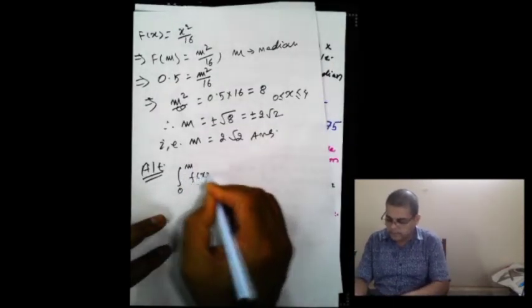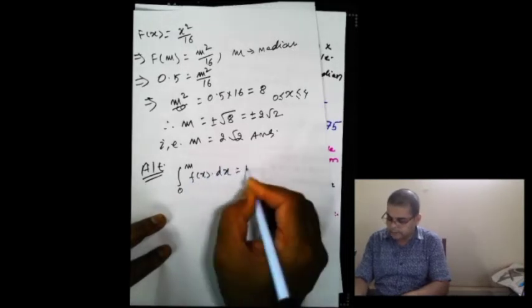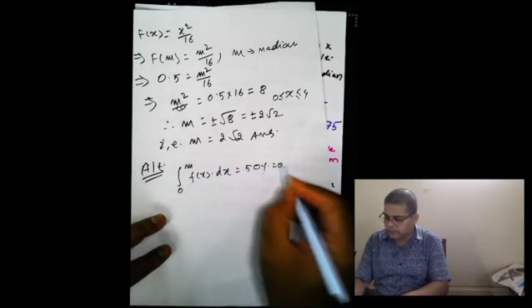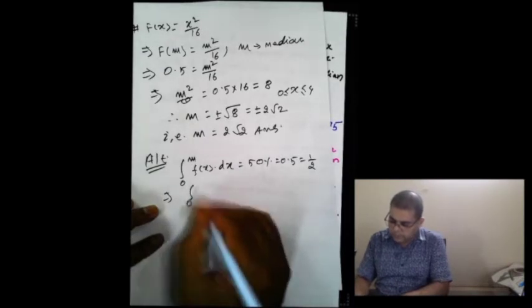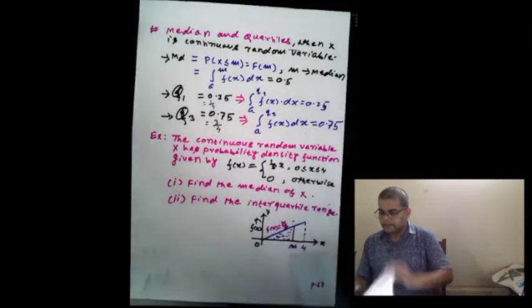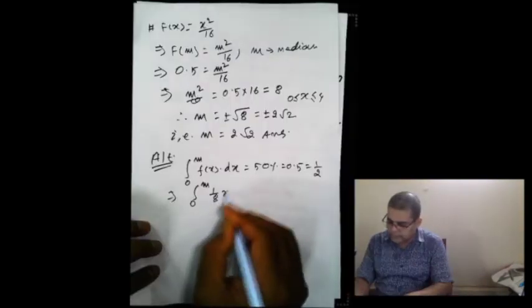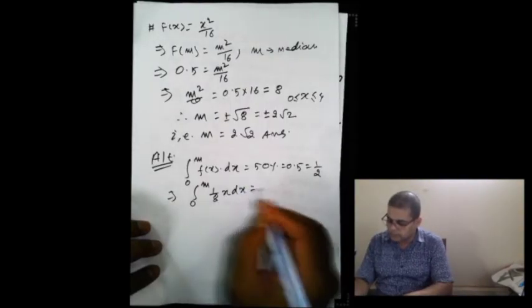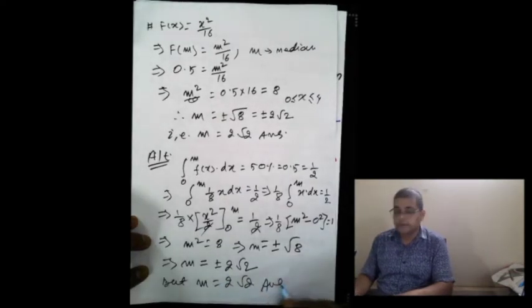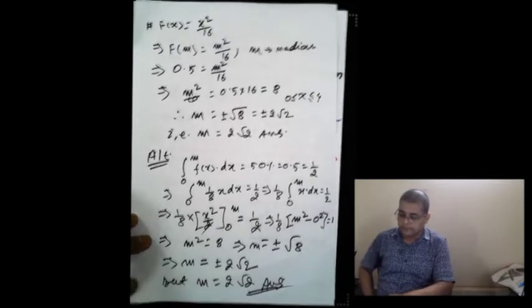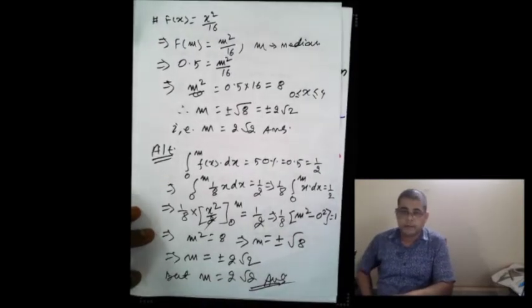So we write here m, and then the integral of f(x) dx is 50% or 0.5 or 1 by 2, as you like. And now it is 0 to m, and your f(x) value is x by 8. So it is 1 by 8 times x dx equals 1 by 2, giving positive 2 root 2 as the median value. So in this way you can also find the median of the distribution.